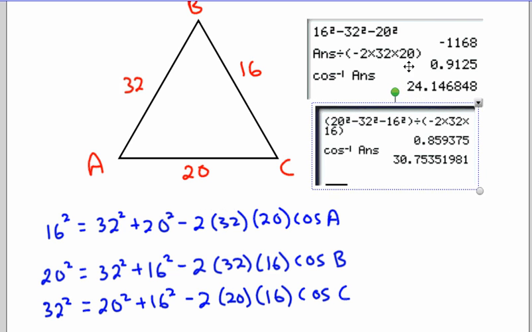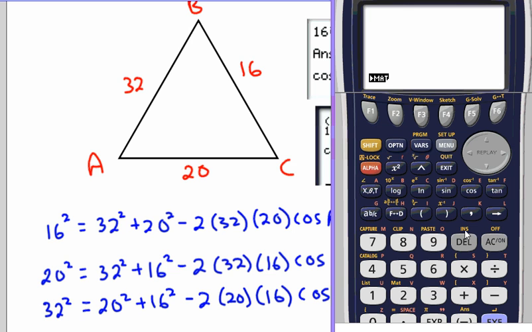All right, so there's my angle A, there's my angle B. Now let's get angle C. To do C, I'm going to do 32 squared. Then I'm going to subtract 20 squared and subtract 16 squared. So minus 20 squared, minus 16 squared. And I'm going to divide that by -2 times 20 times 16. And guys, this calculator's trying to mess me up. There we go.